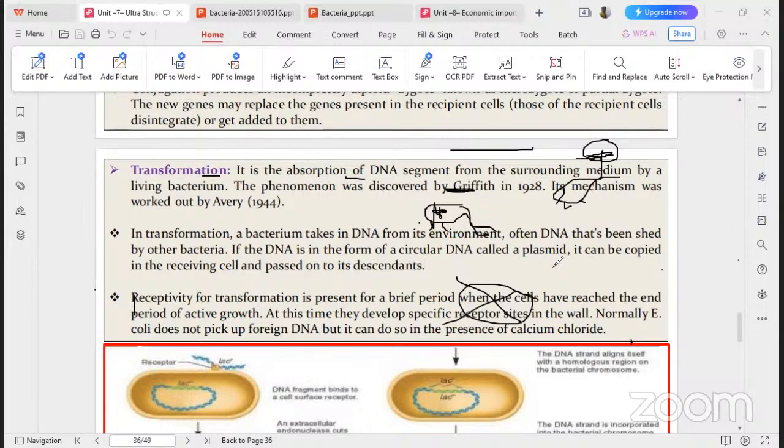He has done the experiment on pneumonia-causing bacteria. Who is that? Frederick Griffith. Transformation experiment done by whom? Frederick Griffith. On which bacteria? Pneumonia bacteria. Pneumonia-causing bacteria. Okay.